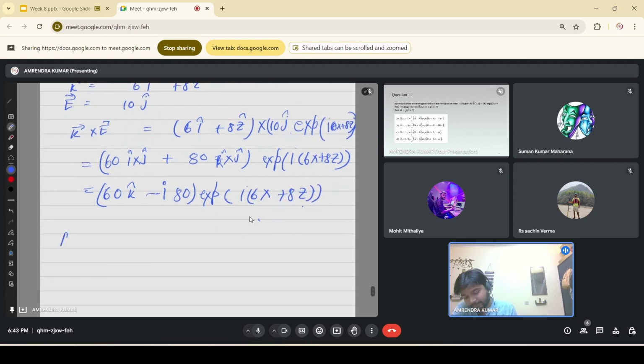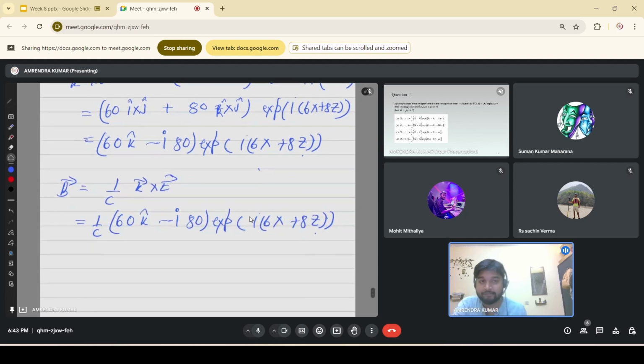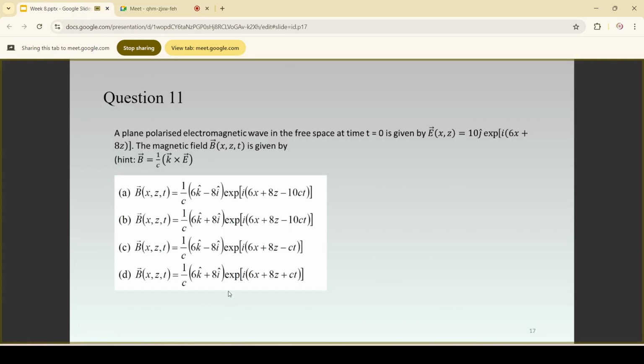Now the magnetic field is given by 1 over c, k cross E. So we have 1 over c here. We can copy this and paste it here, and this is the answer. So we compare with the answers that are given.